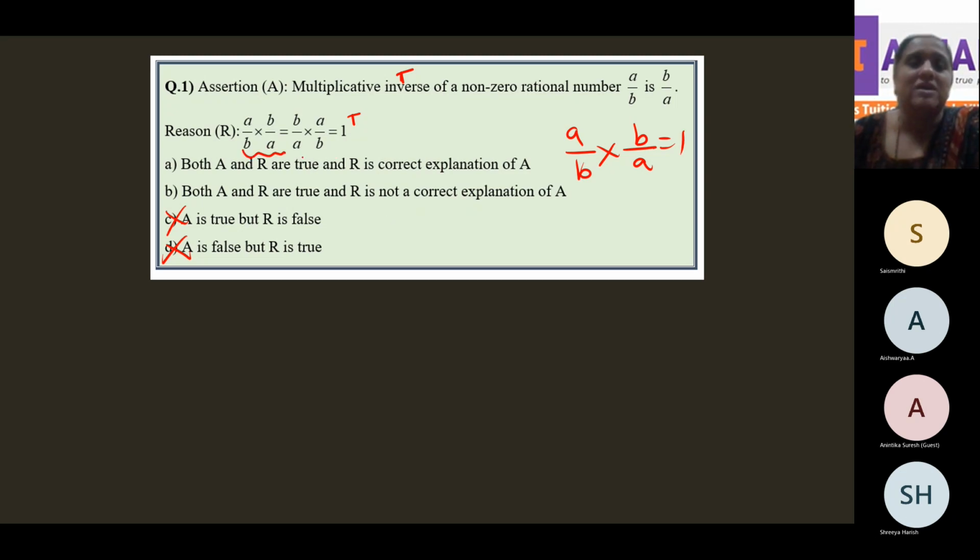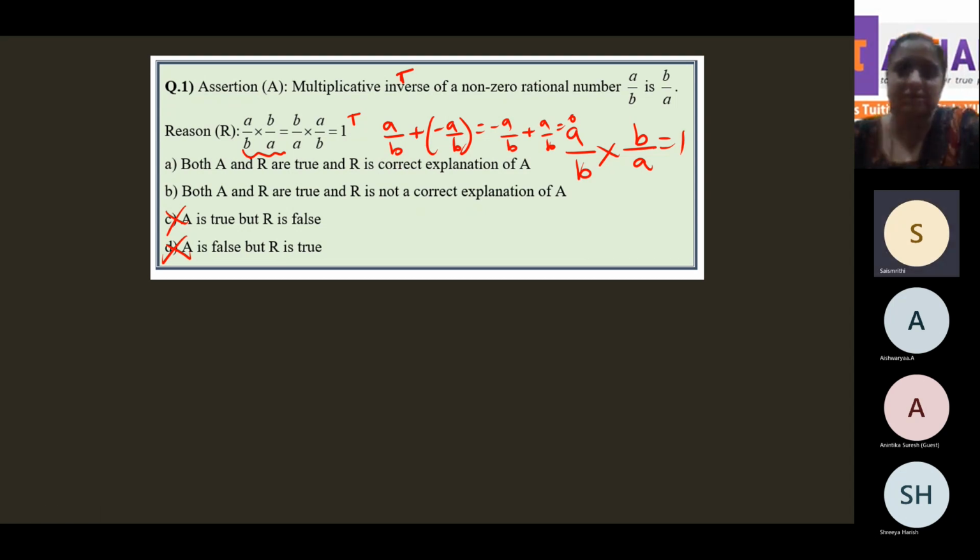A by B into B by A. Supposing this is given in the assertion statement, and in the reason statement, supposing this is given: A by B plus minus A by B is equal to minus A by B plus A by B is equal to 0. What is explained in the reason? Additive inverse is explained, correct? Additive identity? Additive inverse. Okay, additive inverse, identity is different.